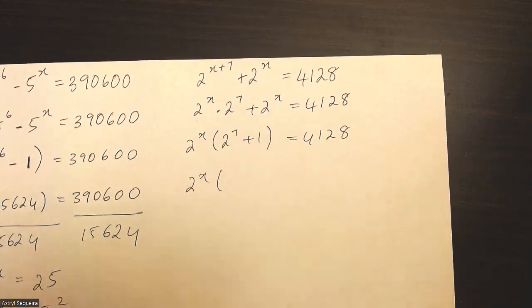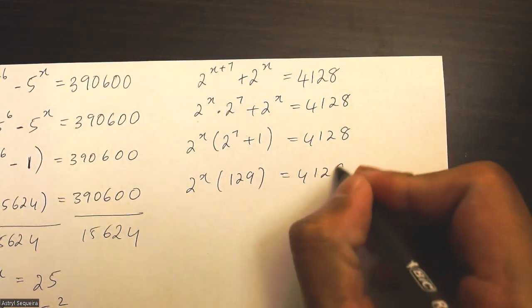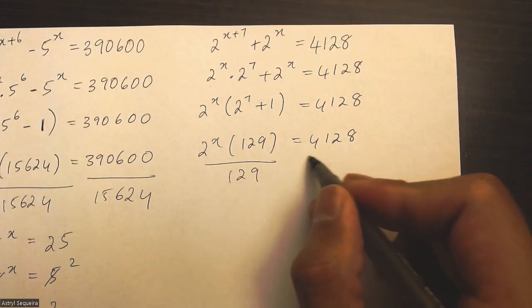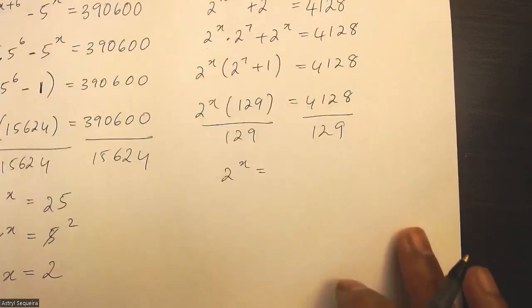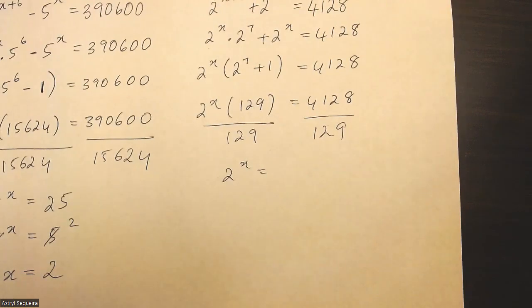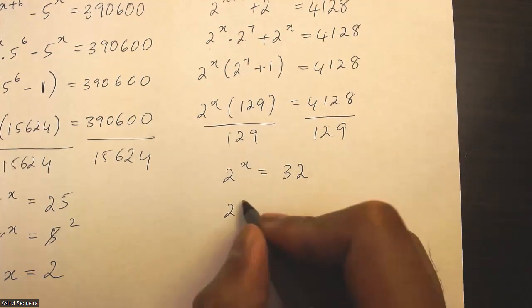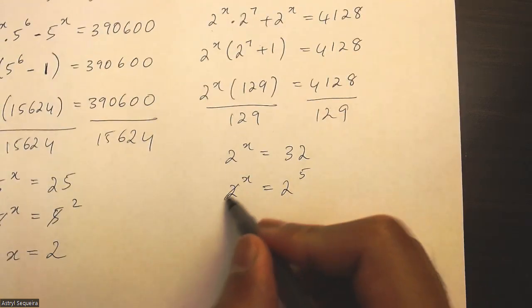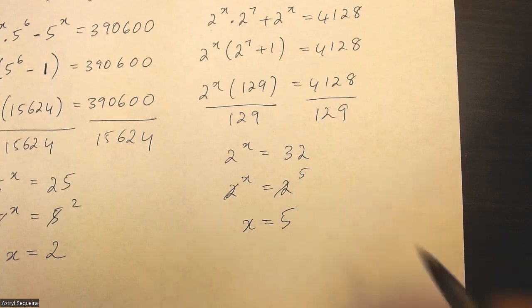I'll do this calculation in my calculator. 2 to the power of 7 plus 1 is 129. Divide both sides by 129. Get 32. And I know 2 to the power of 5 is 32. And I can cancel my bases, and my final solution is just x equals 5.